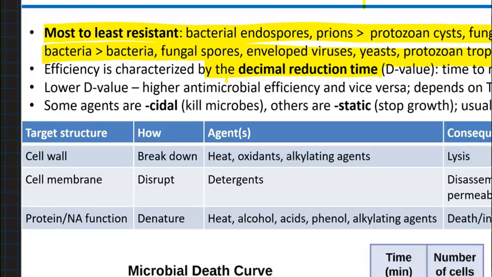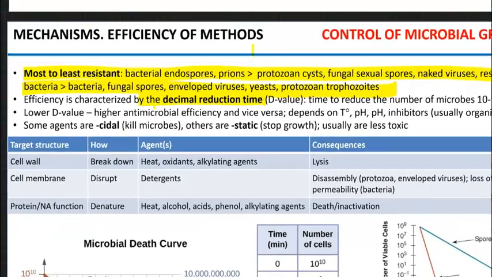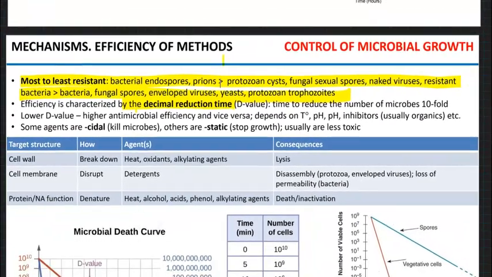Okay? Make sense? Now, if I change temperature, or pH, or, you name it, it will change. So it's always for a specific condition. And as you can imagine, the lower the value, the shorter the period that's required to get the population of microorganisms down 10 times, the more effective the method is. And the longer, the less effective.